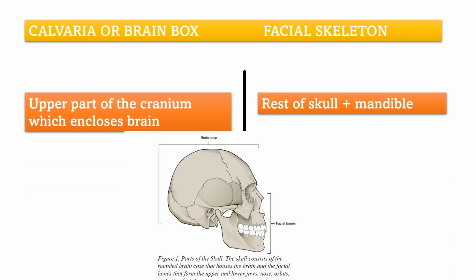So when we talk about the main definition of these things, what is included in the brain box and what is included in the facial skeleton: as I said before, the brain box is the upper part of the cranium, which encloses the brain, and the facial skeleton we can say is the rest of the skull, but that also includes the mandible as well.